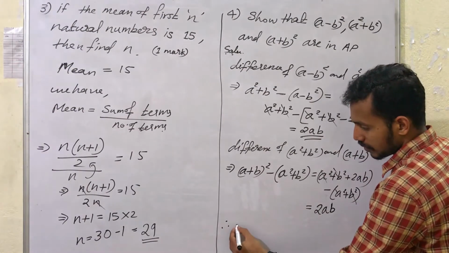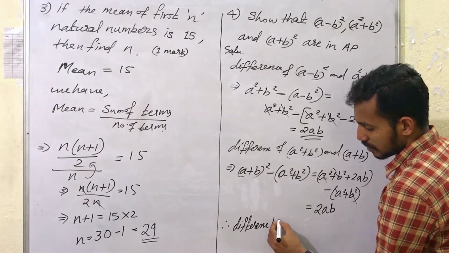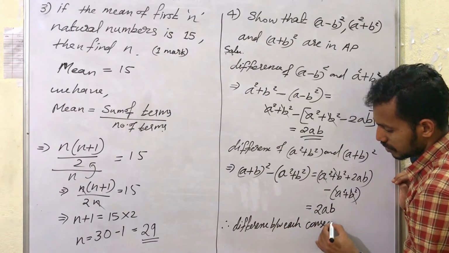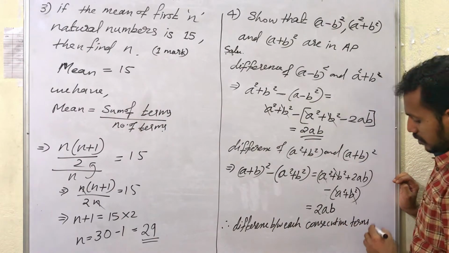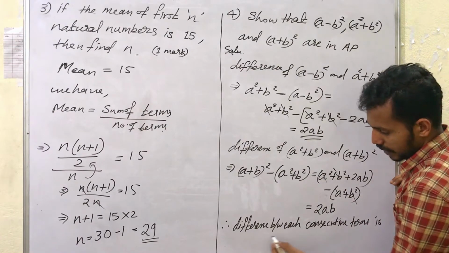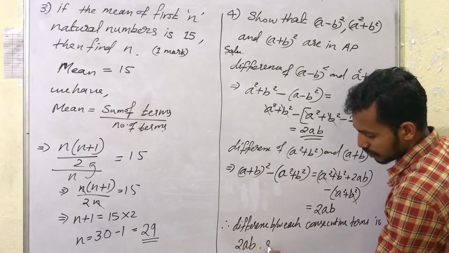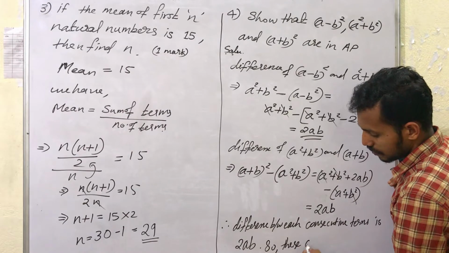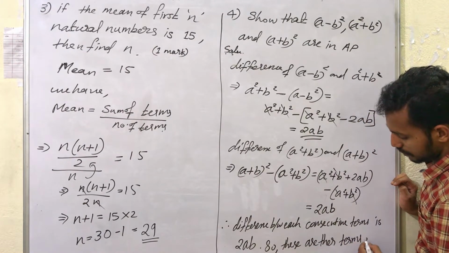Now, therefore, the difference between each consecutive terms is 2ab. So these are the terms of an AP.